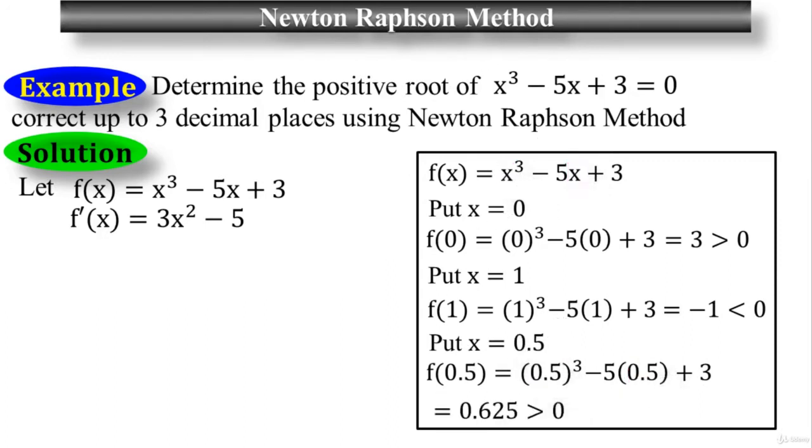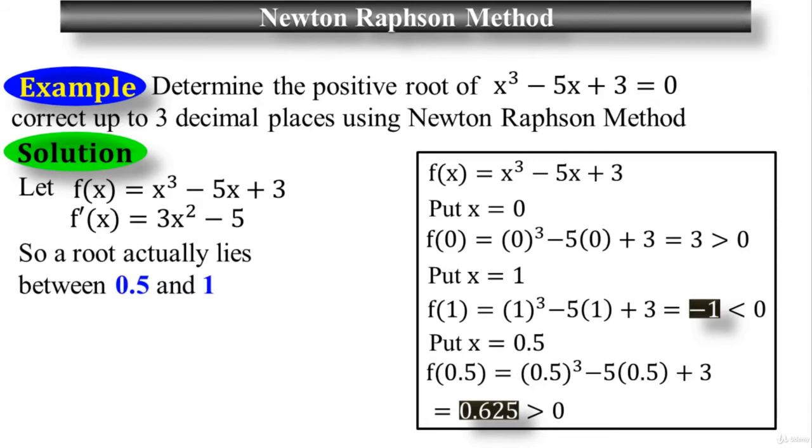I won't take 3. I will prefer 0.625. Just ignore 3. Take minus 1 and 0.625. Why didn't I take 3? I'm going to try to get the smaller value less than 0 and the smaller value greater than 0. The smaller value greater than 0 is 0.625 compared to 3. Therefore, I prefer 0.625. So a root lies between 0.5 and 1. These are the 2 points where the root exists, and the initial value is 0.5 here.